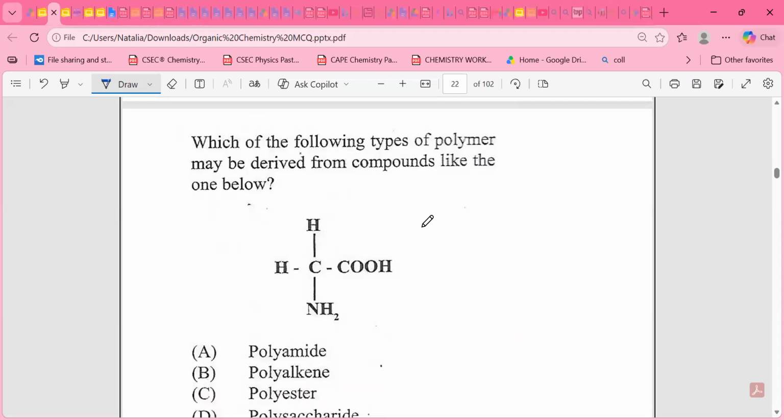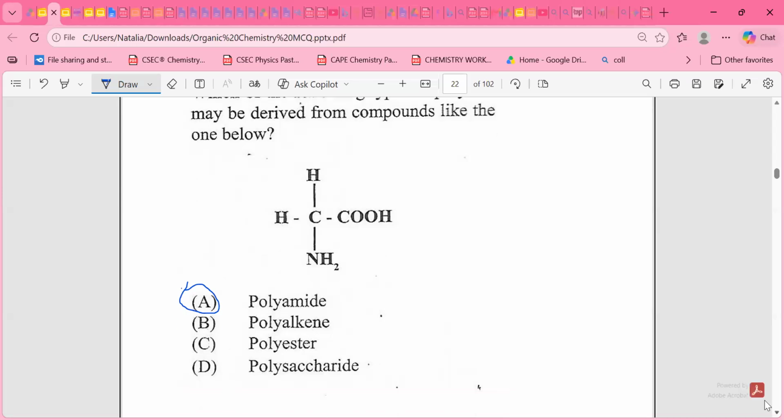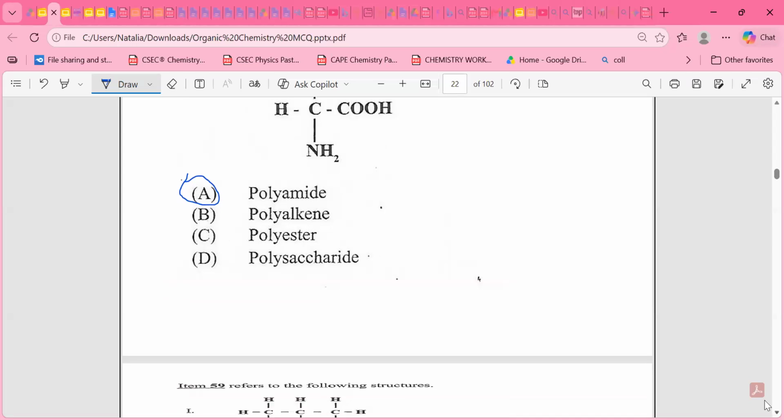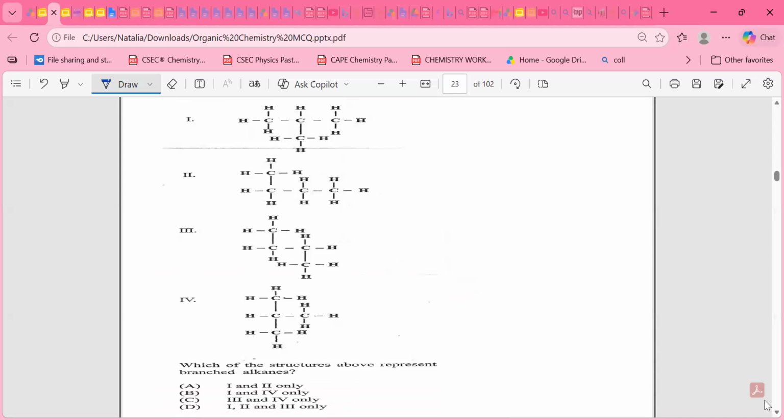Which of the following types of polymer may be derived from compounds like the one below? So remember we just talked about this. Which polymer did we say was formed? Miss, A. So the monomer is the amino acid, so it's a polyamide. More specifically, which polyamide does this monomer unit form? Protein. This diagram is so not clear.